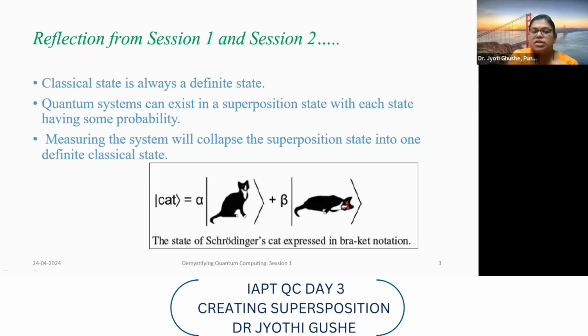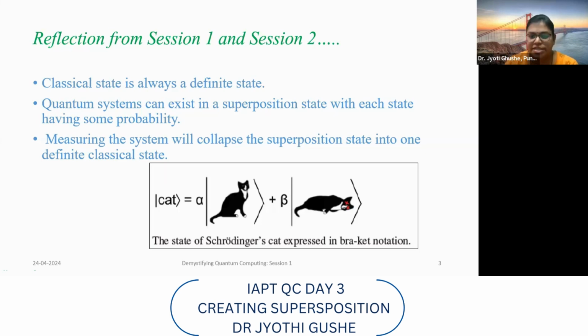And then we defined what is quantum superposition. So in the very first lecture, as you all know, we defined the quantum systems which can exist in a superposition state, with each state having some probability.